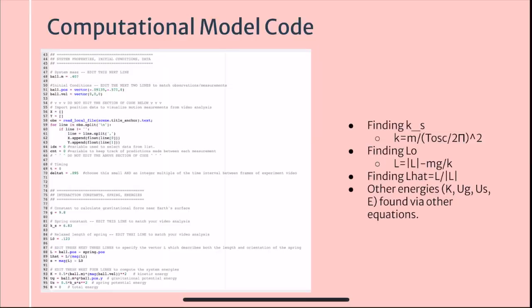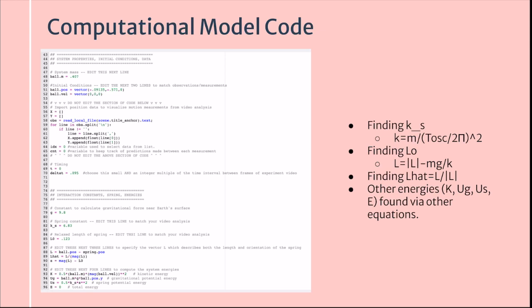After that, it was time to do the computational model. To begin, we inputted some initial conditions, such as its mass, which is 0.407 kilograms, the initial position, which we got from the graph provided in the past computational model as well, and then the initial velocity, which was obviously 0. And then we had a couple of factors we defined. Obviously, g is 9.8. And then the Ks we calculated using the equation shown to the right, along with the L0 and L hat. We also had to find a couple other energies, and we used other equations shown in the introduction slide.